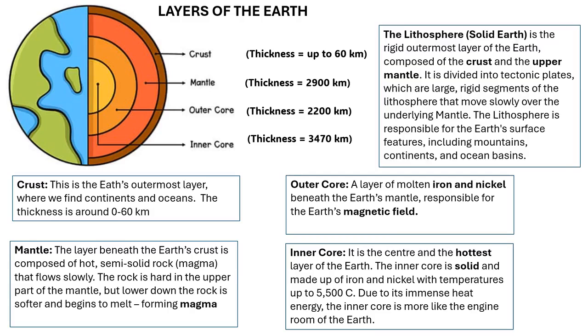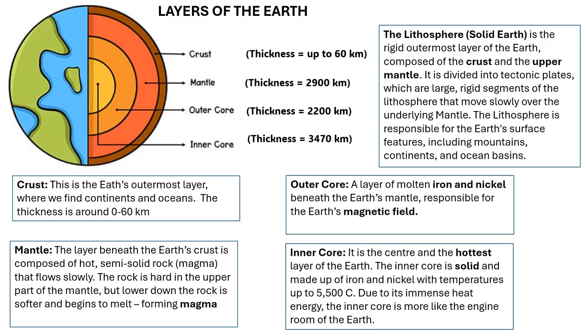Then the lithosphere, as we've highlighted earlier, which is one of the spheres of the Earth. Some people also talk about the lithosphere as solid earth. It is the rigid outermost layer of the earth composed of the crust and of the upper mantle. So those are the two things that make up the lithosphere. It is the crust and the upper mantle.